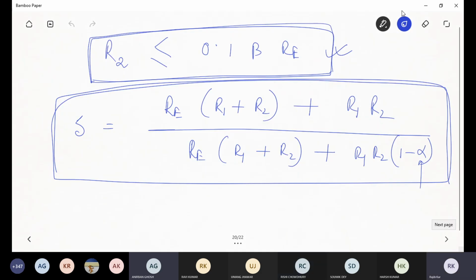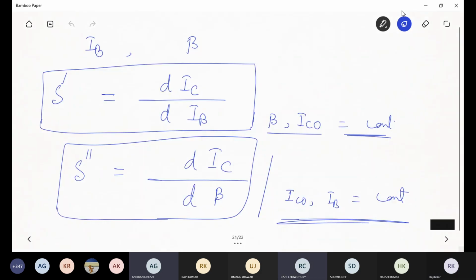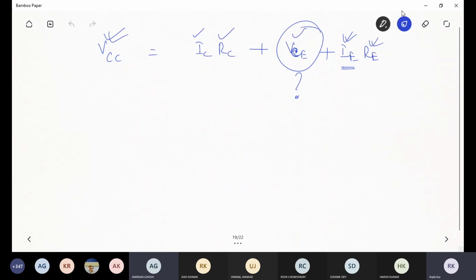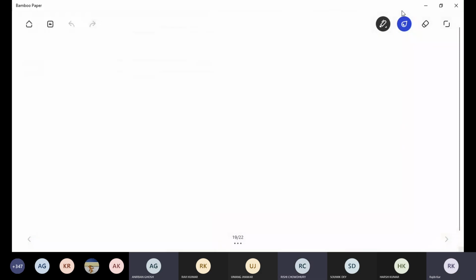So what is the value of IC in this equation? Can you show the previous slide? The previous one. This one? Yes, sir. Oh, this one.